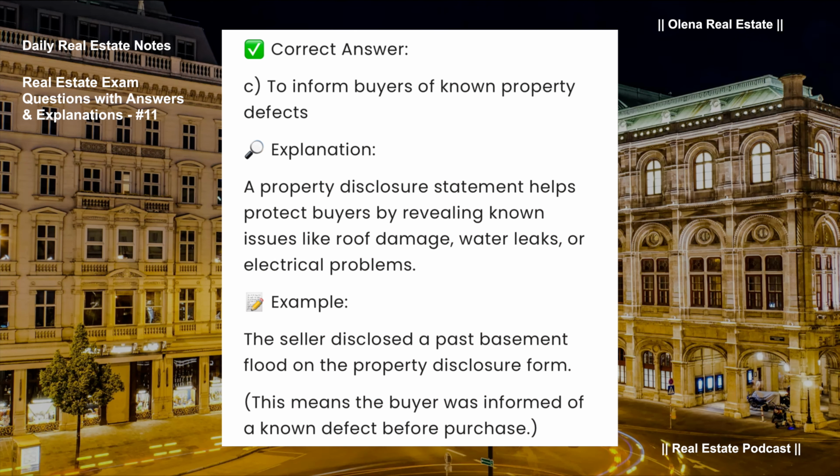Correct answer, C, to inform buyers of known property defects. A property disclosure statement helps protect buyers by revealing known issues like roof damage, water leaks, or electrical problems. For example, the seller disclosed a past basement flood on the property disclosure form. This means the buyer was informed of a known defect before purchase.